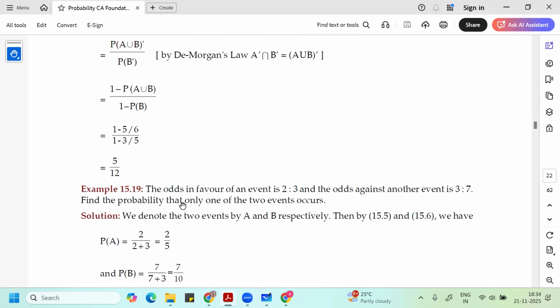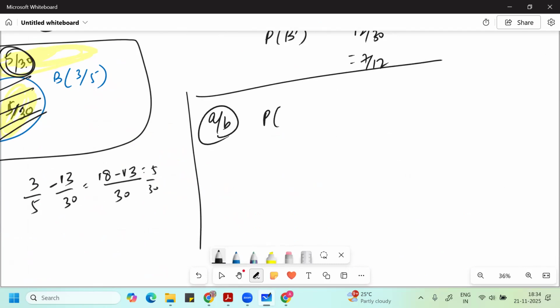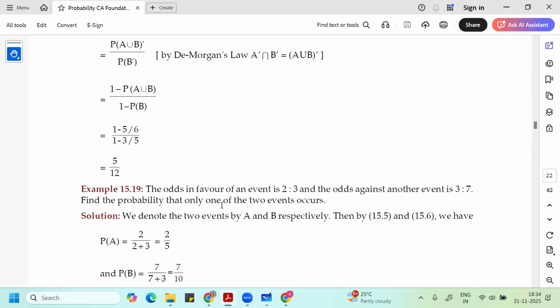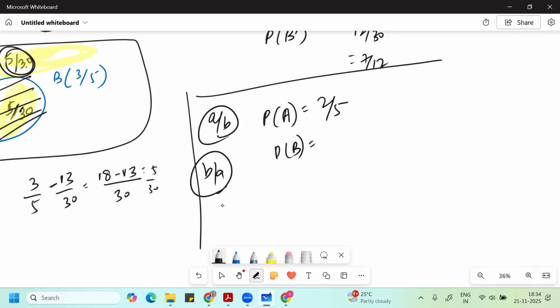Okay, now if you see example 15.19, odds in favor of an event A by B, odds in favor is A by B. So the probability of that would be A by A plus B. Odds in favor, it is 2 by 5. This is the probability. And odds against means B by A. So what is the probability A by A plus B? This was 7 by 10.